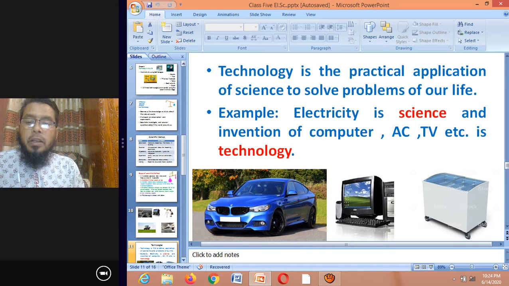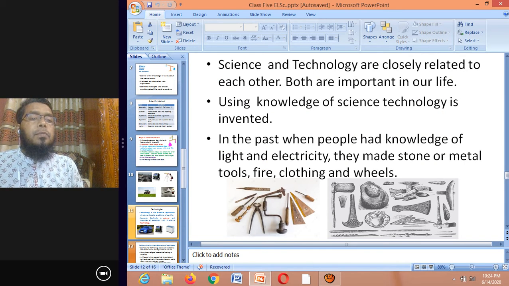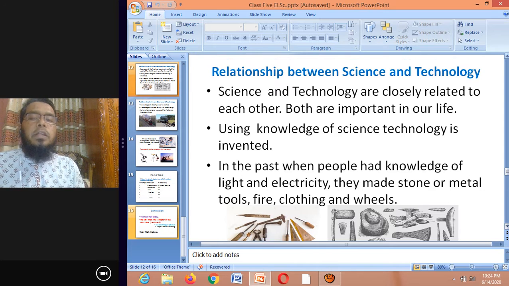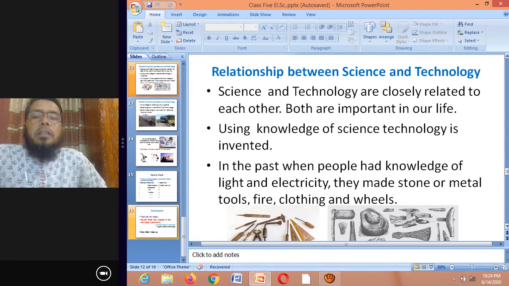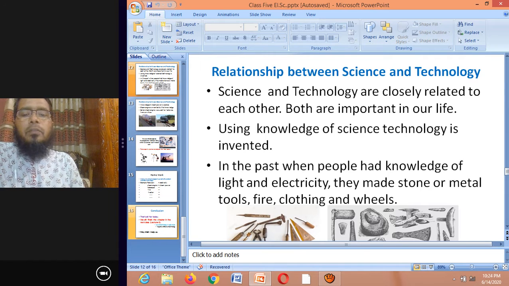Let's go to the next slide. In the next slide, we can see the relationship between science and technology. Science and technology are closely related to each other. Both are important in our life. Using knowledge of science, technology is invented.